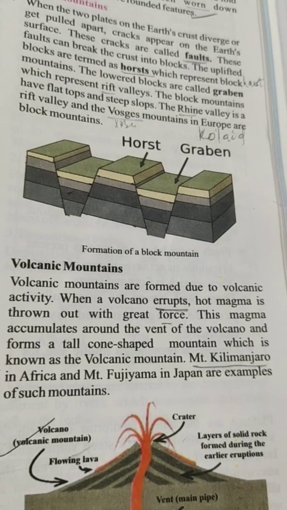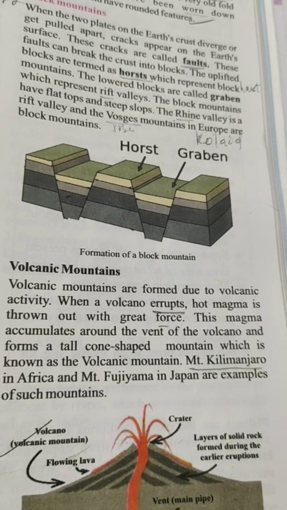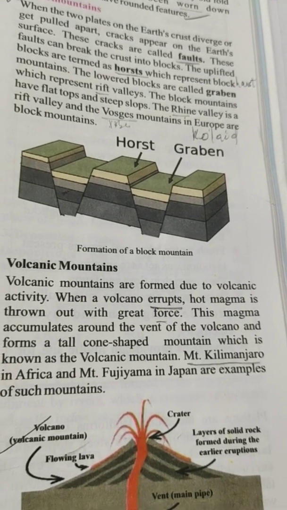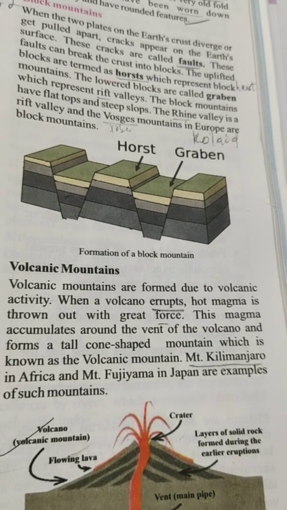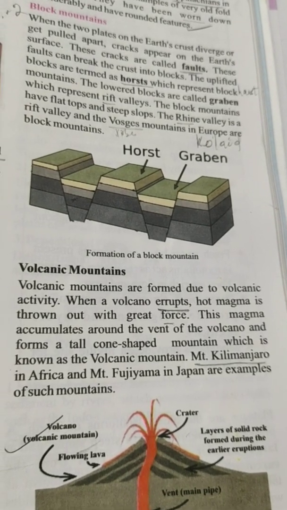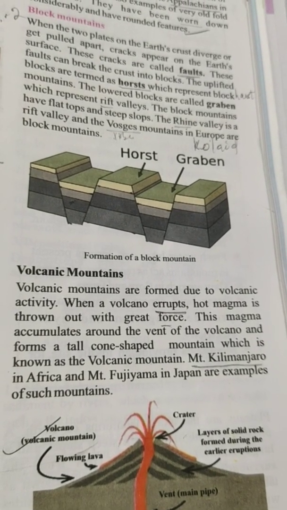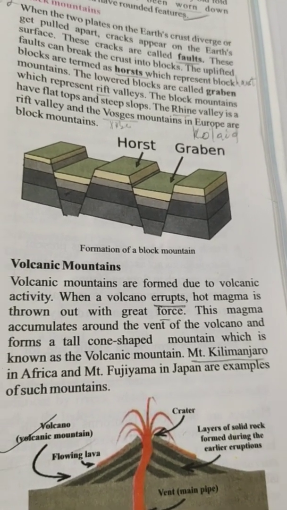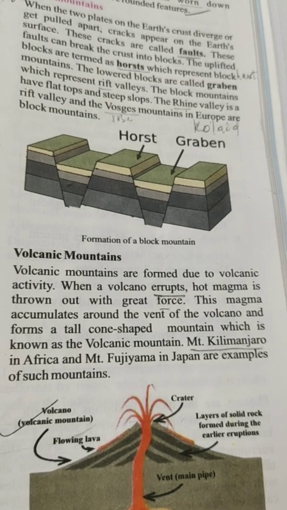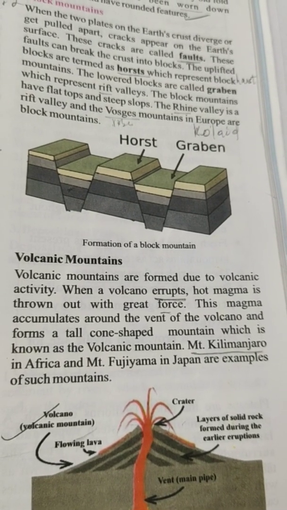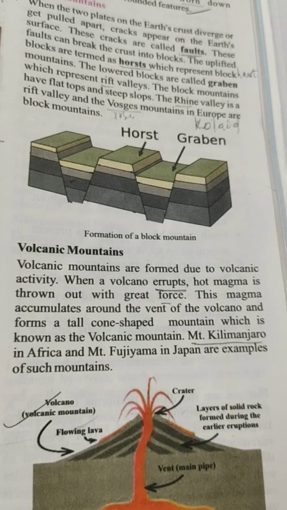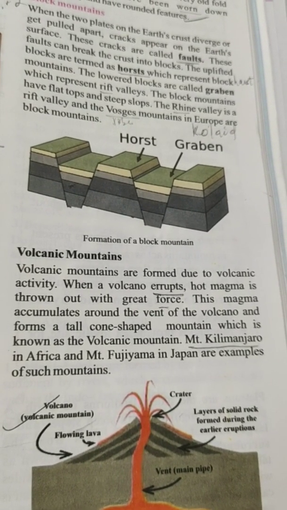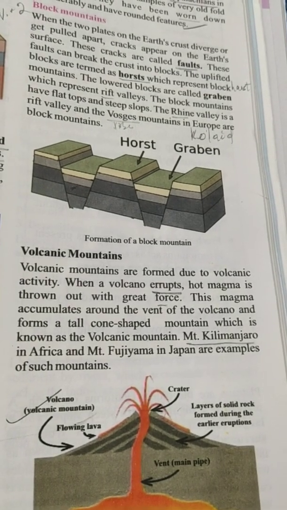When a volcano erupts, hot magma is thrown out with great force. This magma accumulates around the vent of the volcano and forms a tall cone-shaped mountain, which is known as the volcanic mountain. Mount Kilimanjaro in Africa and Mount Fujiyama in Japan are examples of such mountains.